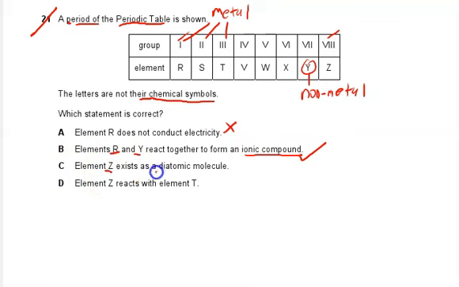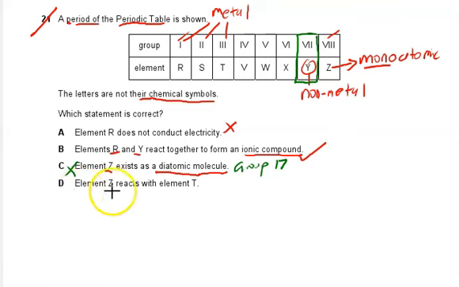Element Z exists as a diatomic molecule. So this is group 18, and group 18 will form monoatomic molecules because they are inert and stable. They do not react with other elements, so they exist as monoatomic. Diatomic molecules are only for group 17. So therefore C is also wrong.